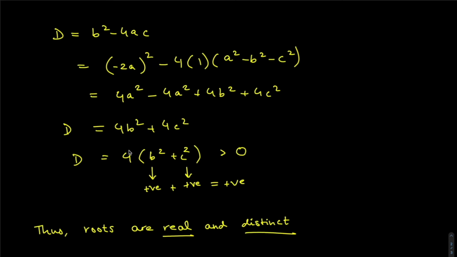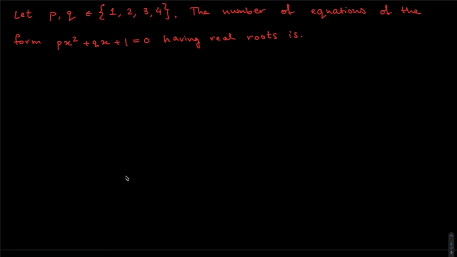Let's look at one more out of the box question. Let p and q be a set of these numbers, so p and q can hold 1, 2, 3, and 4. So the number of equations of the form px squared plus qx plus 1 having real roots is what? We're trying to find the number of different equations that can be formed.